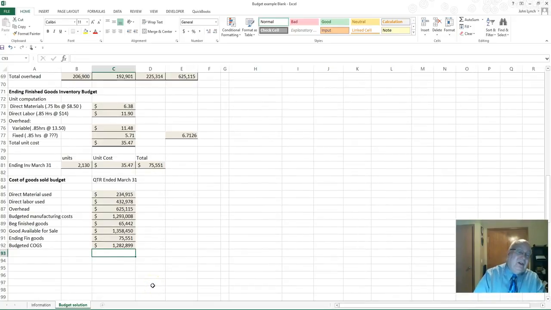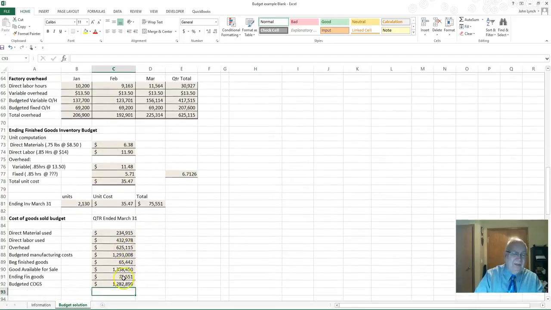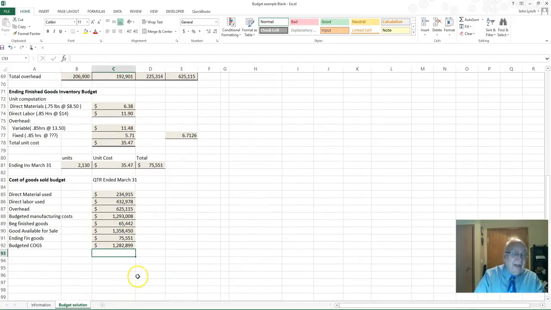Now with this, then you can also go back and from this information you can do the income statement and the balance sheet based on what we have here. Okay, especially income statement, but we don't have that. So that concludes this part of the master budget. On the next one, we're going to do the cash budgets.